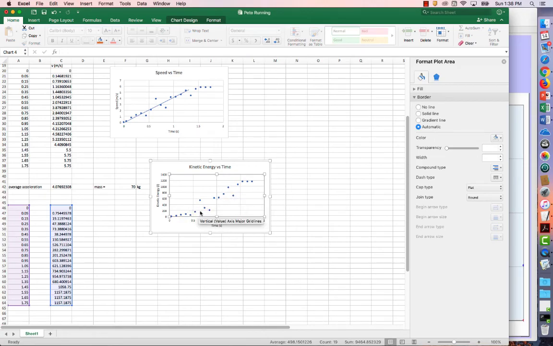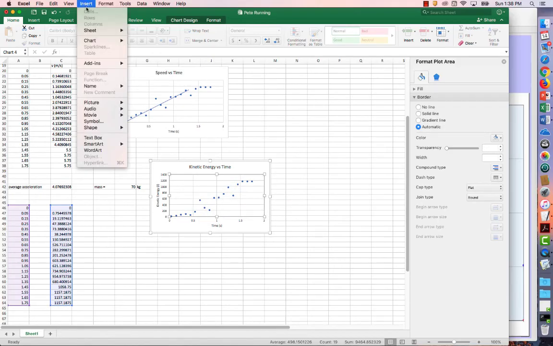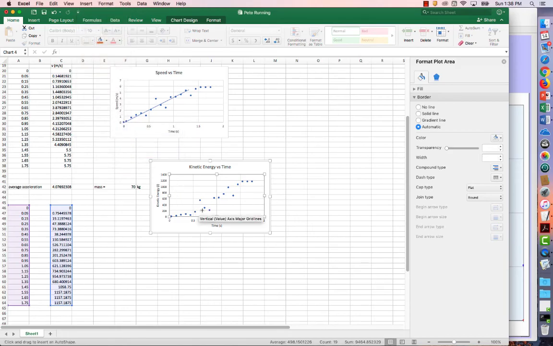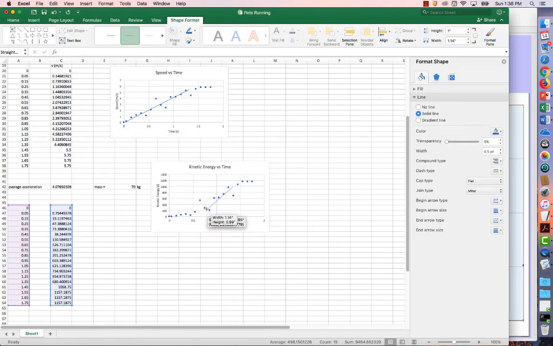And that would be right around in here, around 1 second, when the rate of change of my kinetic energy is maximum. So we insert a line. This line now represents the maximum slope I get. I can move it over here. That would correspond to about 800 joules in about 0.6 seconds.